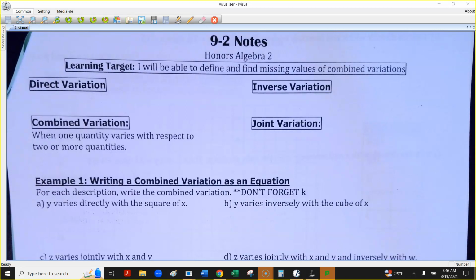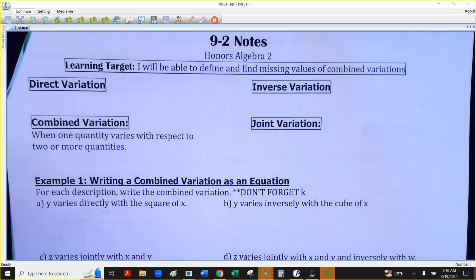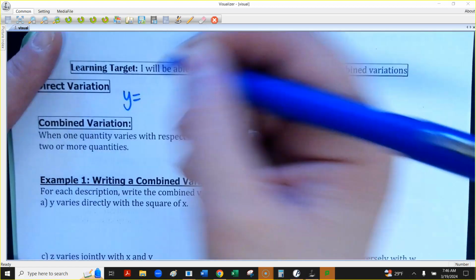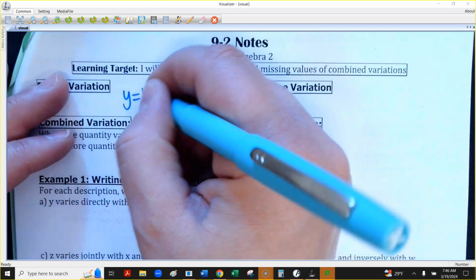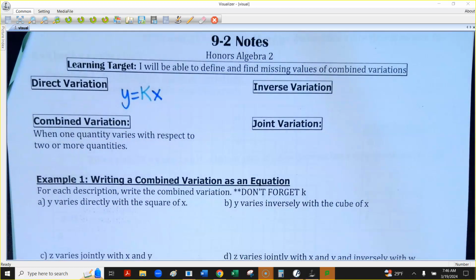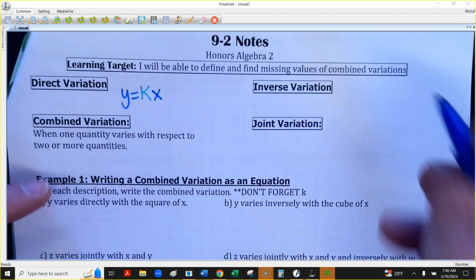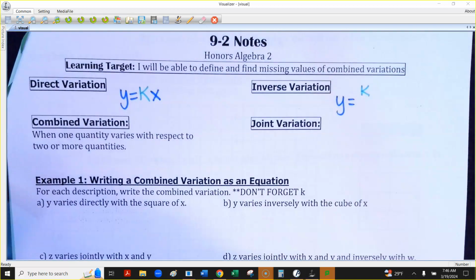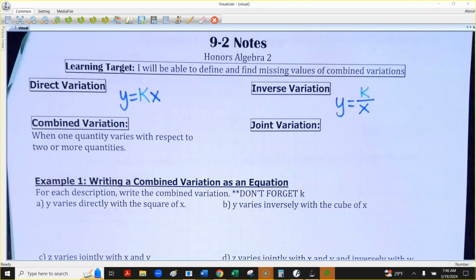Combined variation and joint variation, but this is all there is. We're just going to build on these today. Just to remind you from yesterday, direct variation is y equals some number times x. A direct relationship is multiplication with your constant. An inverse variation looks like this, y equals k over x. So an inverse relationship places your variable underneath the constant of variation, or in the denominator of a fraction.